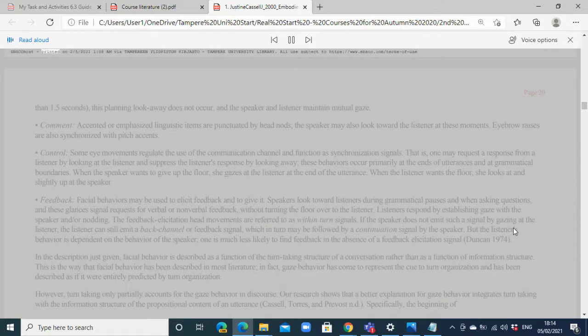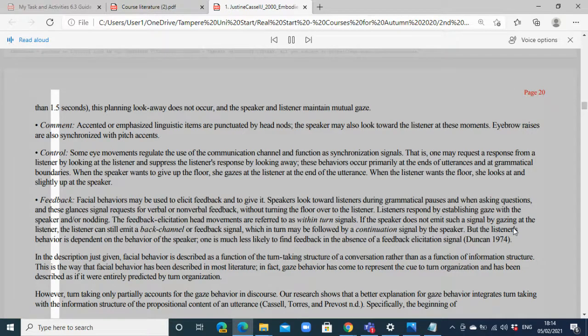EBSCO host, printed on the 2nd of May 2021 1:08 am via Tamperine, Iliopiston Kajasto, Tampere University Library. All use subject to https://www.ebsco.com/terms-of-use. Page 20 then 1.5 seconds.